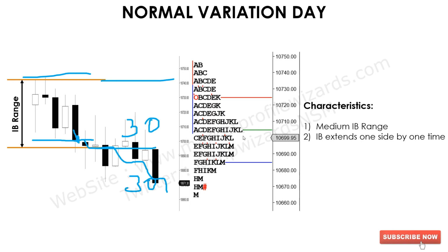Let's move on to the third characteristic, which is the probability of occurrence. As I said, this is a very important day structure, and the probability of occurrence is very high for the normal variation day, which is 60%, which means if I take 100 trades, out of that 55 to 60 trades would be around normal variation days.